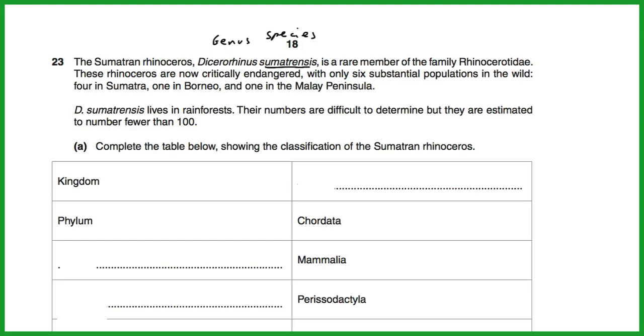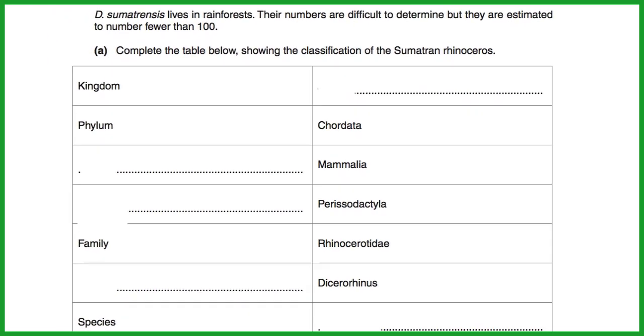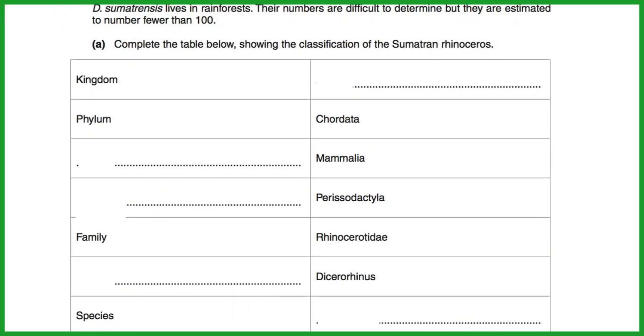They live in forests. Their number is difficult to determine, but they are estimated to number less than 100. So complete the table below showing the classification of the Sumatran rhino. Now, they don't expect you to know how to classify the Sumatran rhino. What they're asking you to do is to remember that there's a hierarchy of classification, which goes kingdom, phylum, class, order, family, genus, species.